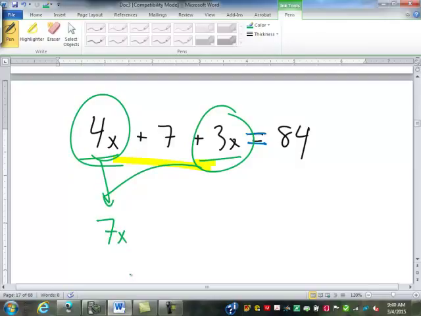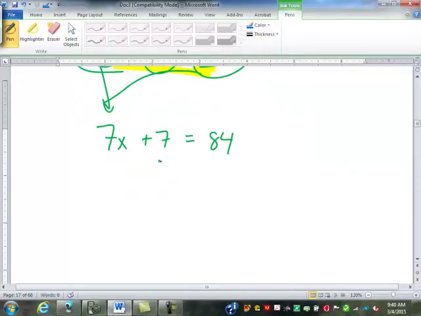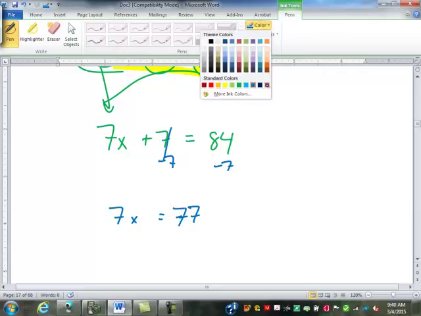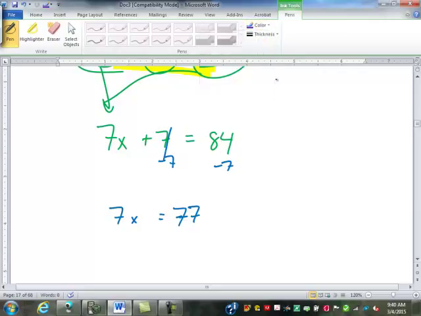Is that it over there? Well, we still got the plus 7 equals 84 yet. And then subtract 7. 7x equals 77. Apparently there's a discount on 7s today. And divide by 7. Yes, x equals 11.